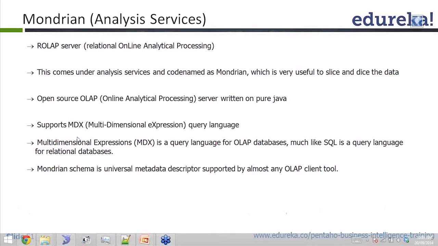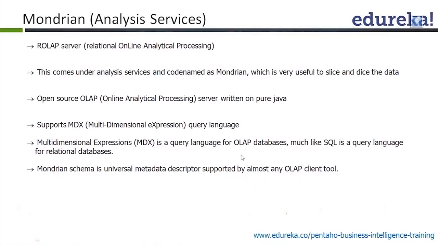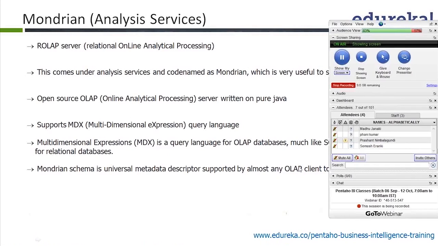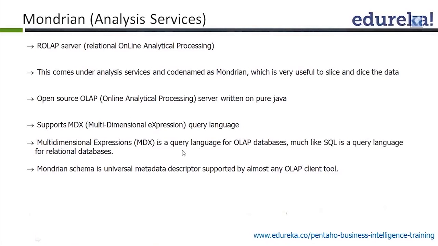Yeah, so OLAP supports MDX. MDX is a multi-dimensional expression. It's a pretty generic interfacing language if you want to communicate with any OLAP tool. So Mondrian supports MDX. Then the Mondrian schema is a universal metadata descriptor, which is supported by almost any OLAP client. So even if you don't want to use MDX, there are other client tools available which you can feel free to use because the generic interfacing is already in place.